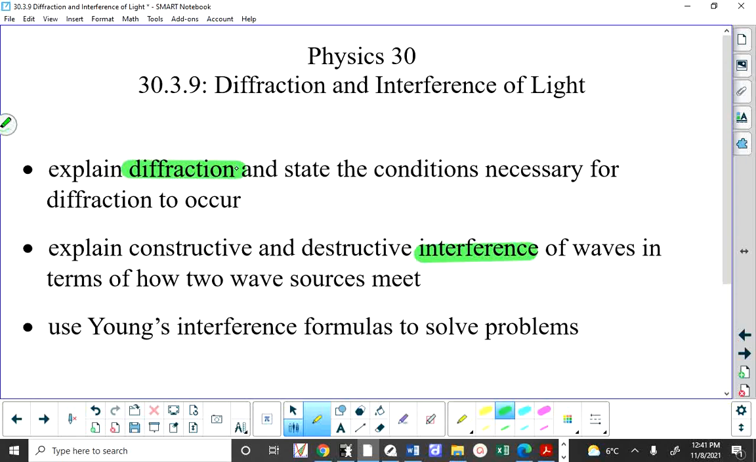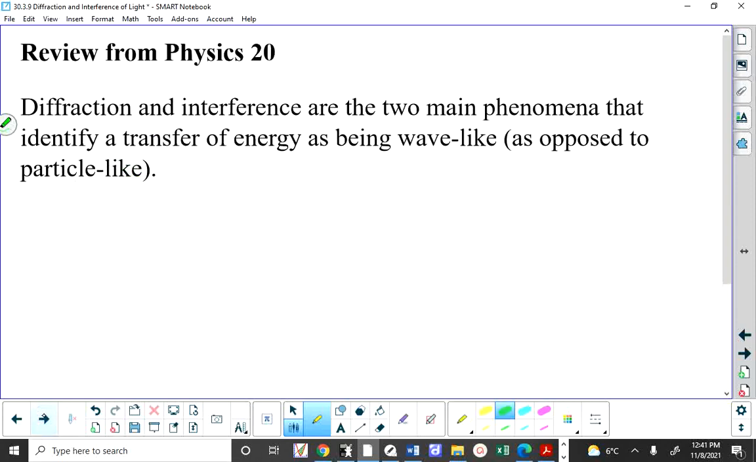Then we're going to be using Young's double slit formulas to solve problems involving these two types of interference. So when waves meet, they have the ability to interfere, and they can interfere by either building up wave energy, and that's called constructive interference, or they can meet by canceling wave energy, depending on how they meet, and that's called destructive.